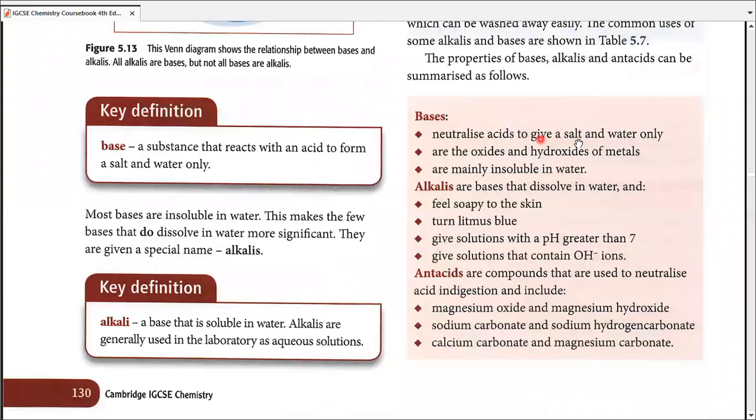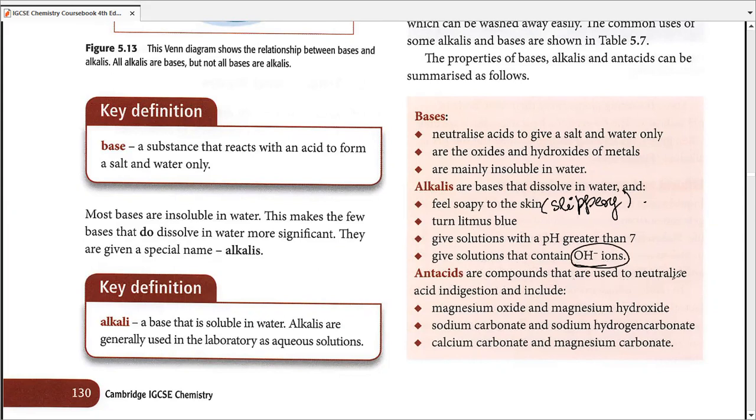Bases can neutralize acids to give salt and water. Bases are usually oxides and hydroxides of metals. Bases are mainly insoluble in water. Alkalis, however, are bases that dissolve in water. They feel soapy to the skin. By that, they mean slippery. Soapy means slippery. If you can't think of the word, you can use the word slippery and get the marks. It can turn red litmus paper blue. It gives solutions of pH greater than 7, and the solutions also contain excess OH negative ions.